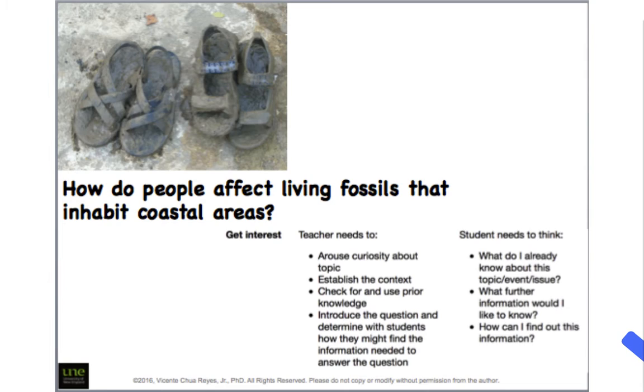For the students, what they need to carefully think about is, what do I already know about this topic? What further information would I like to know? How can I find out this information? So this is the reflective practice elements that I'd like to foster among the students to carefully think about it. Again, it falls under the cognitive inquiry sequence component of getting interested.